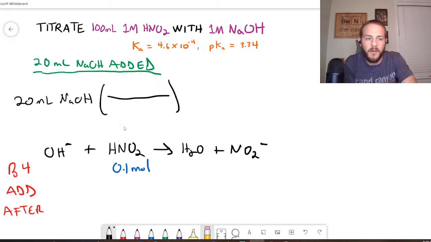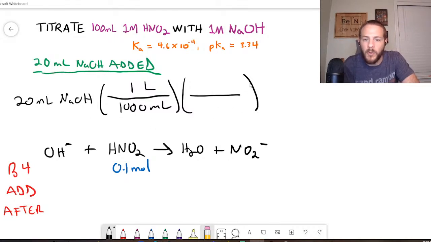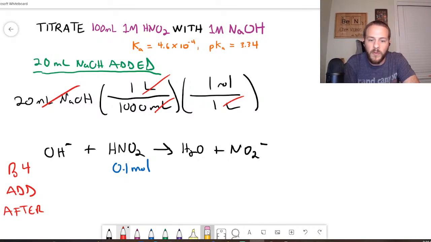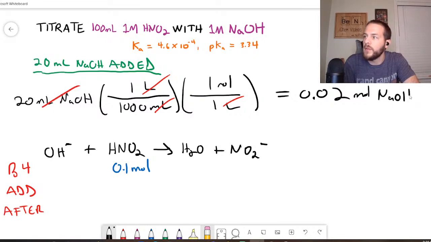We have to convert that into liters, so we have 1,000 milliliters on the bottom and 1 liter on top of this conversion factor. Then we're going to use molarity to calculate the number of moles. So we have 1 liter on the bottom, 1 mole on top. That's what a 1 molar solution means. Canceling out my units, I get 0.02 moles of sodium hydroxide.